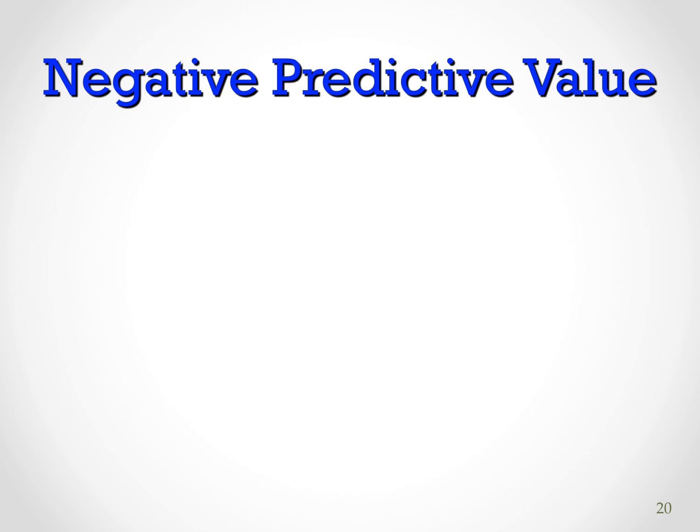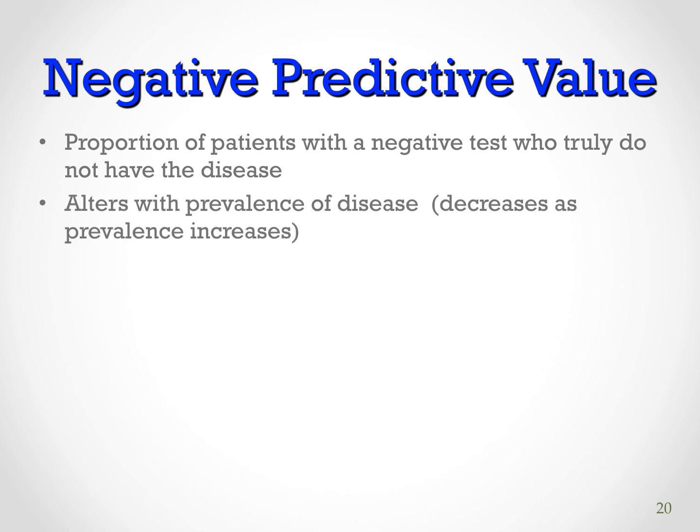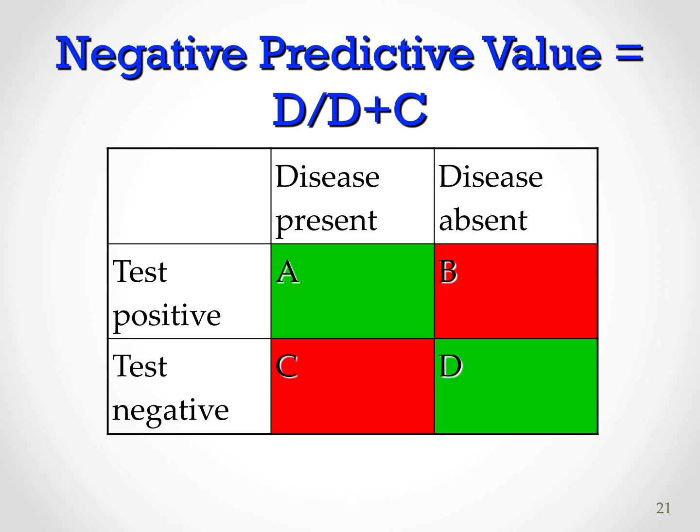Negative predictive value is quite simply the proportion of patients with a negative test who truly do not have the disease, and just like the positive predictive value, the negative predictive value will alter with the prevalence of the disease. In this case, the less prevalent the disease, the higher the negative predictive value, in contrast to the PPV. From a mathematical point of view, we calculate the negative predictive value by dividing the number of true negatives, D, by the total number of people with negative tests, C and D.